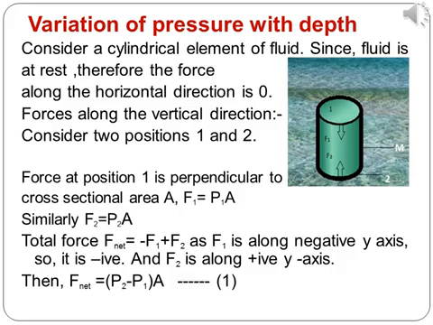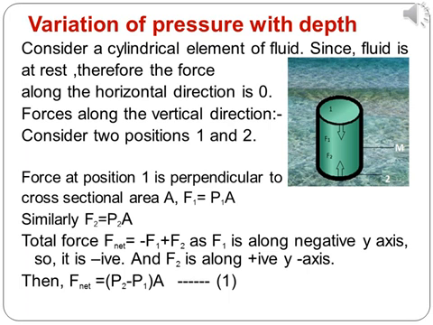Let us see what forces act along the vertical direction. The force at position 1, perpendicular to the cross-section area A, is F1 equal to P1A. Similarly, the force at position 2, perpendicular to the cross-section area A, is F2 equal to P2A. You know that pressure is force per unit area, so force is equal to pressure into area.